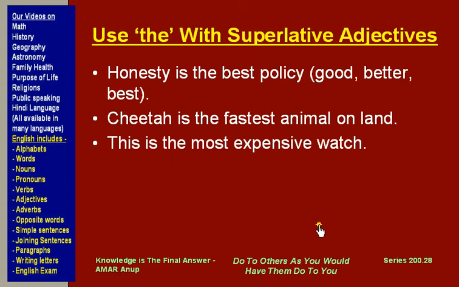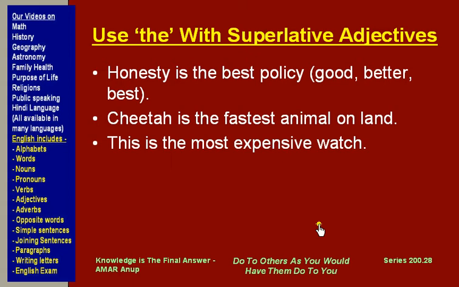Another place where you can use the is with the superlative adjective. To understand superlative adjectives, go to my lecture on adjectives. Adjectives can be simple, comparative and superlative. Comparative when there are two things, and superlative when there are more than two things that we are comparing about a quality.